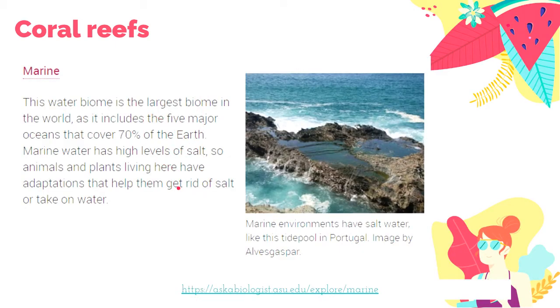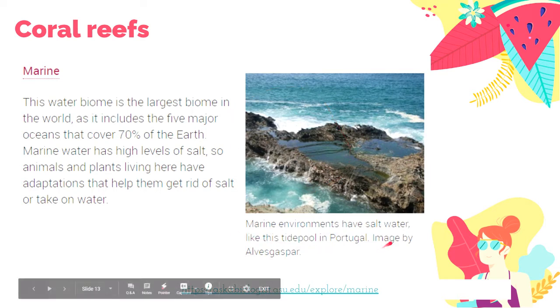This is from Arizona State University, Ask a Biologist. They say that the marine biome is the largest biome in the world, as it includes the 5 major oceans that cover 70% of the earth. Being marine water, they have high levels of salt. That's why they're also called salt water. So the plants and animals that live here must have adaptations to survive in such an environment that help them get rid of salt from their body and take in water.